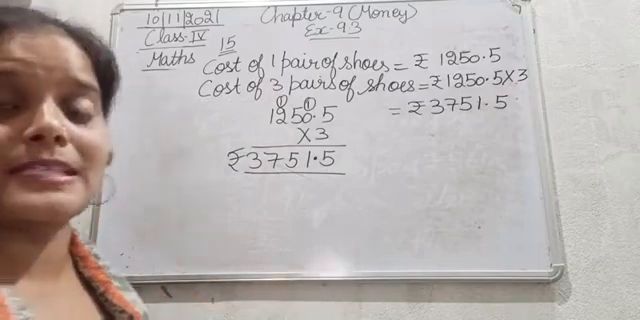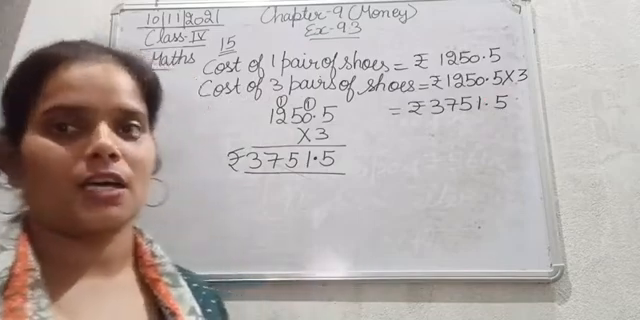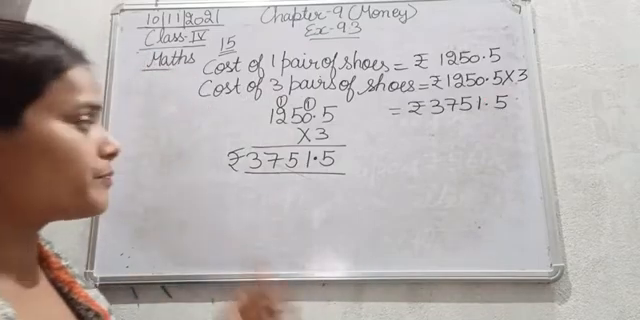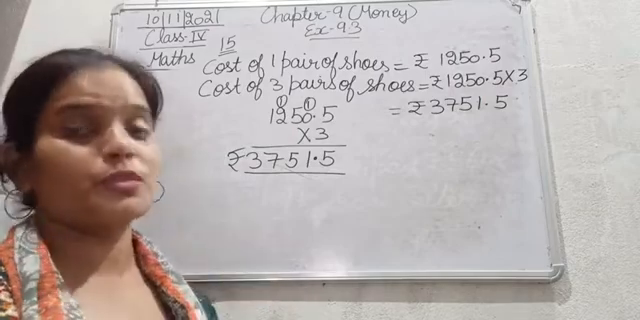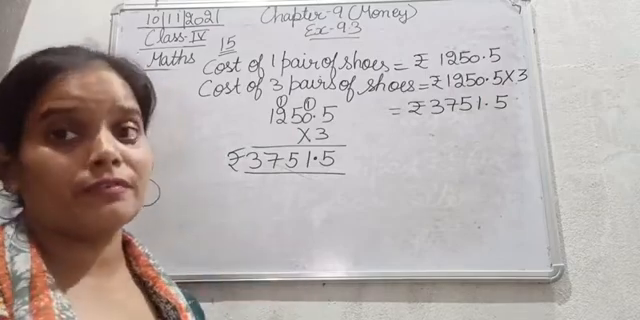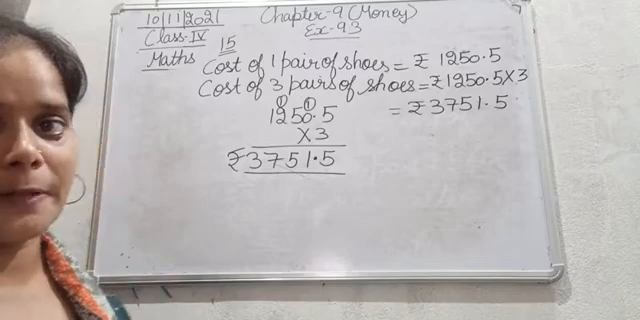0.5 is 50 paisa and 0.05 is 5 paisa. So this is the cost of 3 pairs of shoes. That is 3,751 rupees and 5 paisa.